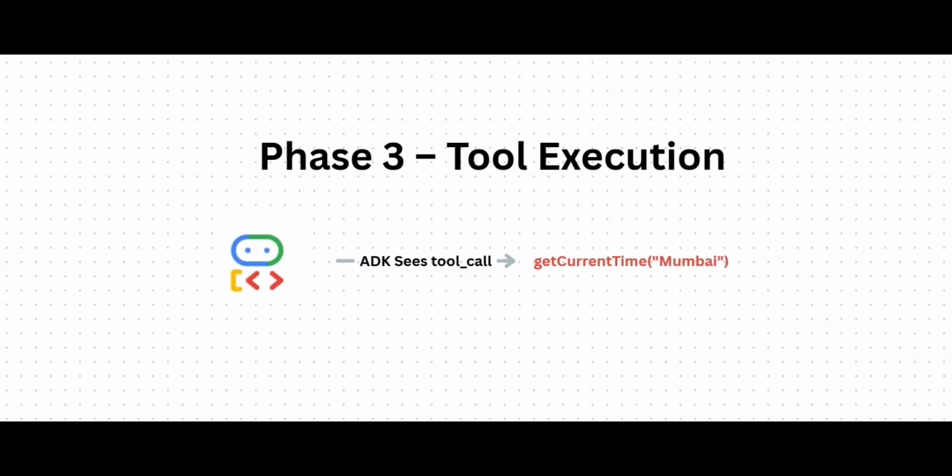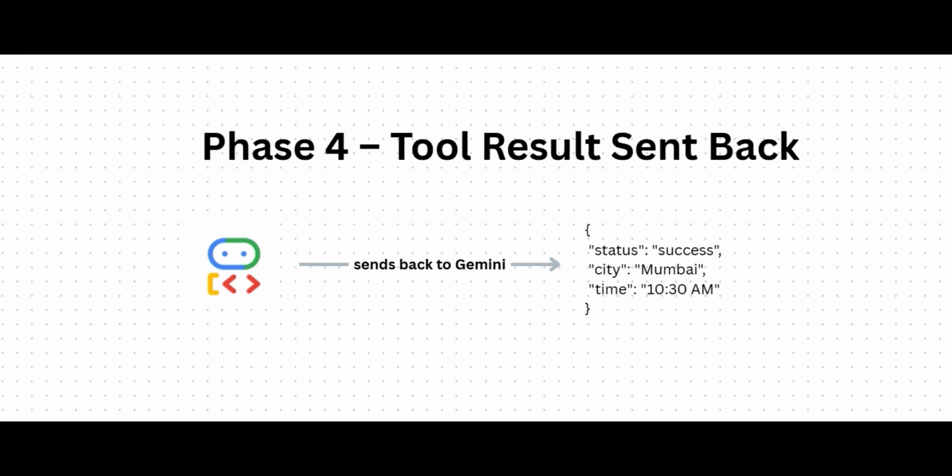Now in phase 3, the ADK becomes active again. The agent receives the tool call from the model, then identifies the correct function and executes the local function we created in the previous chapter, for example get current time, and accepts the parameter, that is city. The function runs locally and fetches the actual time. This is the execution layer, not the reasoning layer. Once the function executes, it returns the structured output as status code, city name, and time.